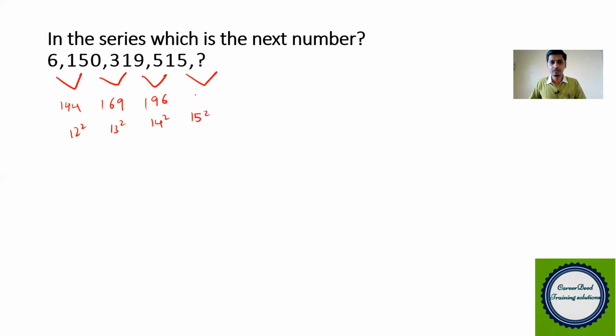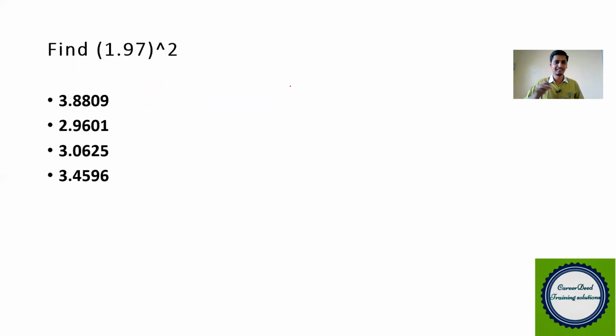So what is 15 square? 225. So add 225 with 515. What do you get? 740. So this becomes your answer. So the answer for this question is 740. It is very simple, right? Okay. Now moving to the next question.